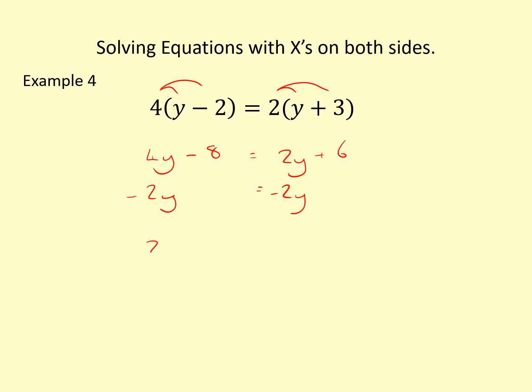So what I'm left with is 2y minus 8 is equal to 6. And then work it backwards from there. So start with the 6, we'll do the opposite, we'll add on the 8, gets us 14. Then we've got 14, do the opposite, divide by the 2, gets you 7. So this one, we know that y must equal 7.